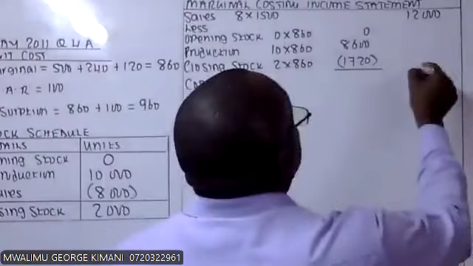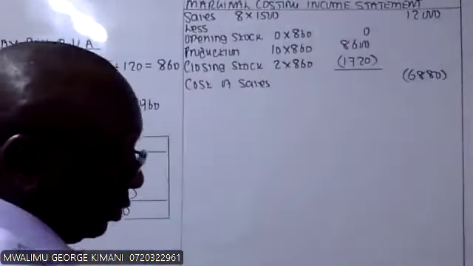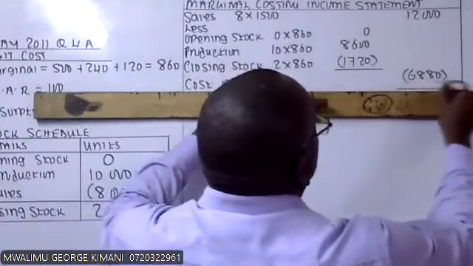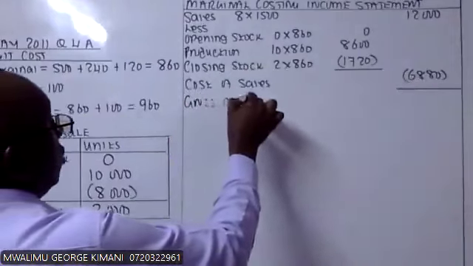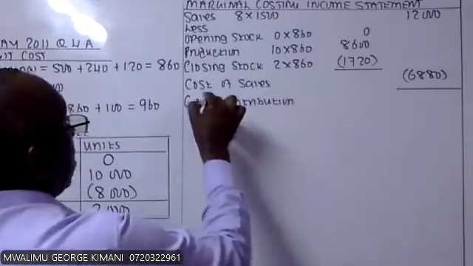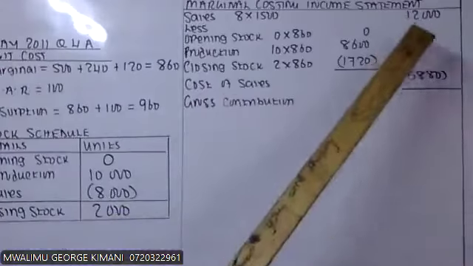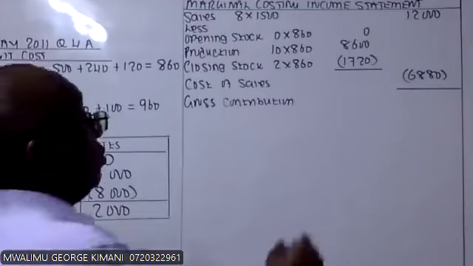$68.80. When you do that, the figure you get is called gross contribution. Gross contribution. So take this, you less this. 5,120.